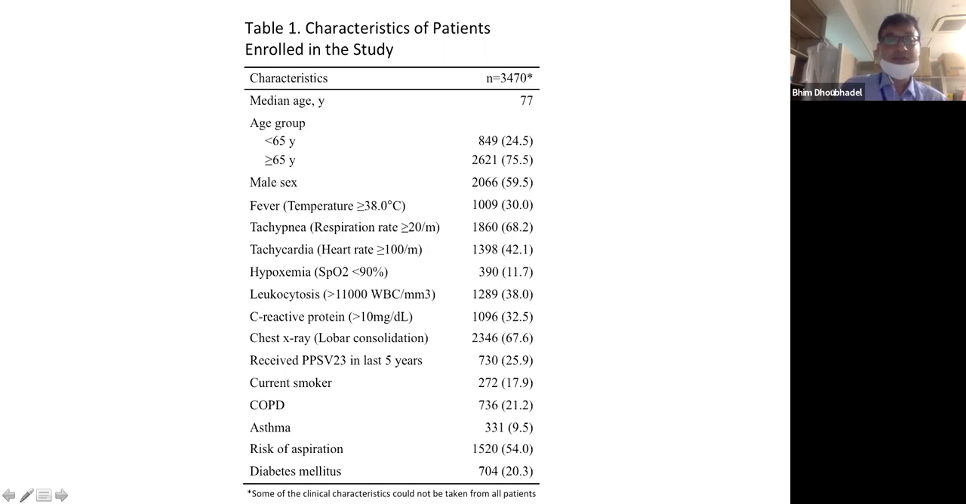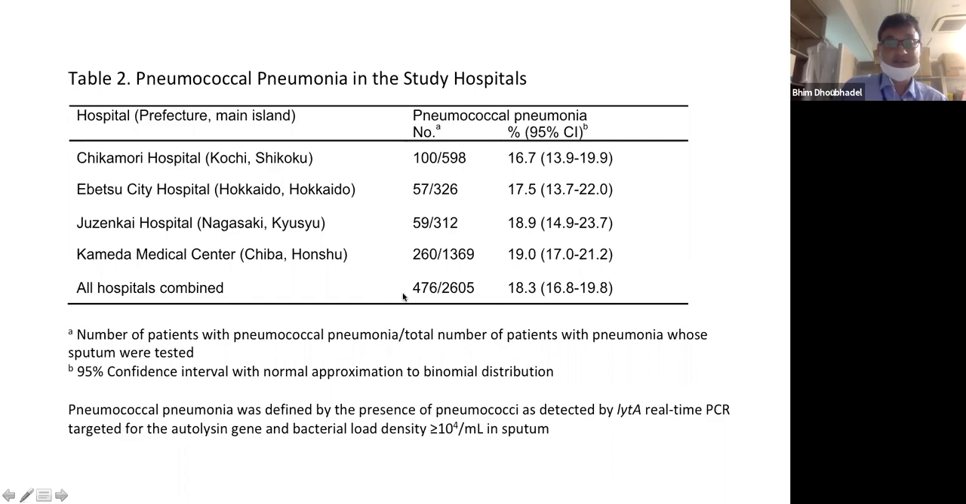So in terms of different hospitals, like Chikamori, we have 100 cases out of 598, a 16.7%, then 17, Guy 18.9, Kameda 19%. Overall, 18.3% of the pneumonia cases were diagnosed as pneumococcal pneumonia.